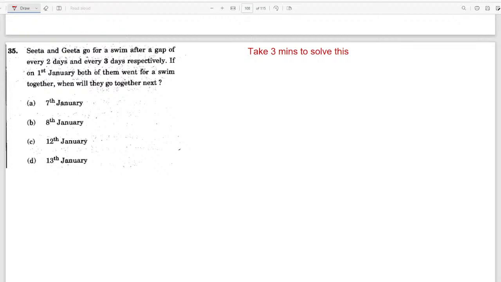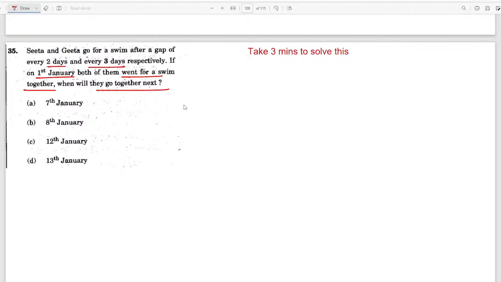So around 1, 2, 3, most of them have got option A. Now some people are getting option D. We'll see how to go about this question. Sita and Geeta go for a swim after a gap of every 2 days and every 3 days. If on 1st January both of them went for a swim together, when will they go together next?